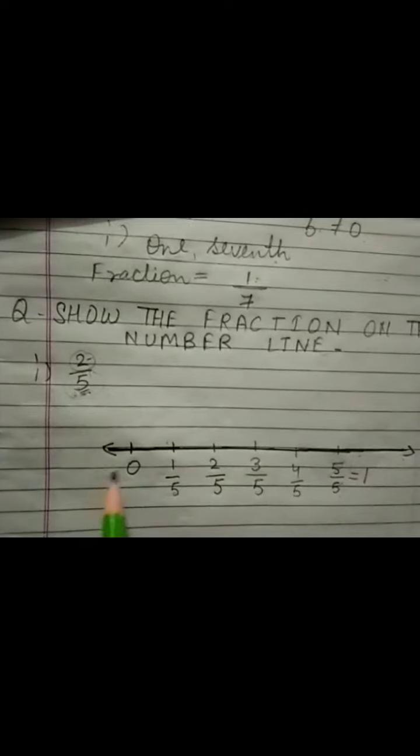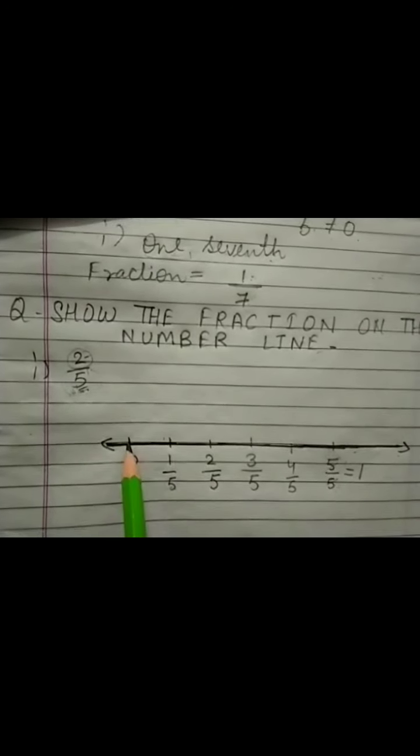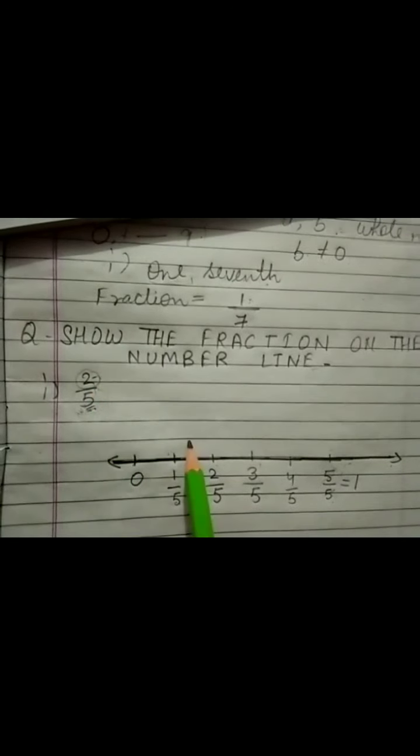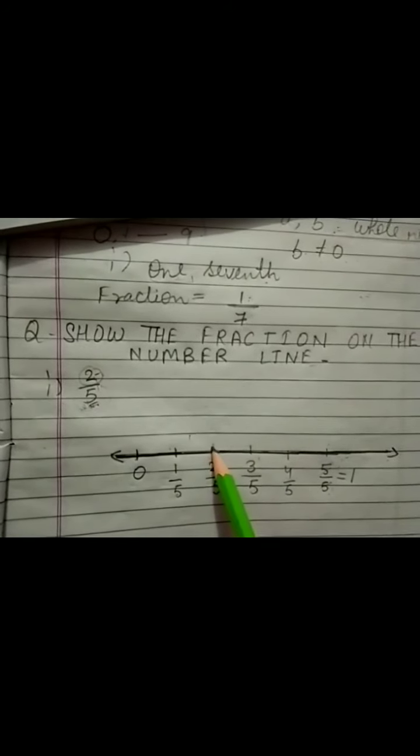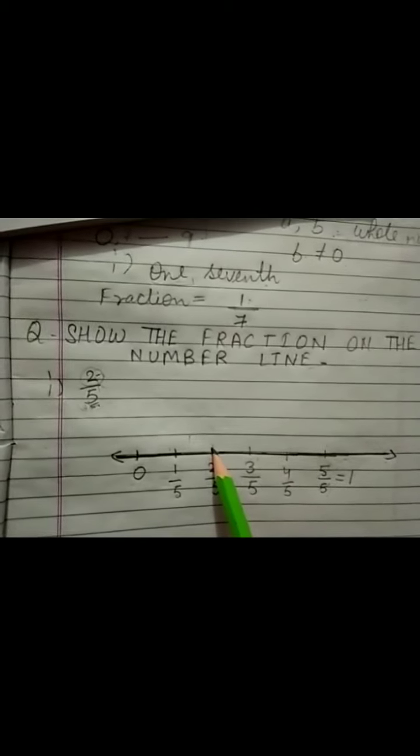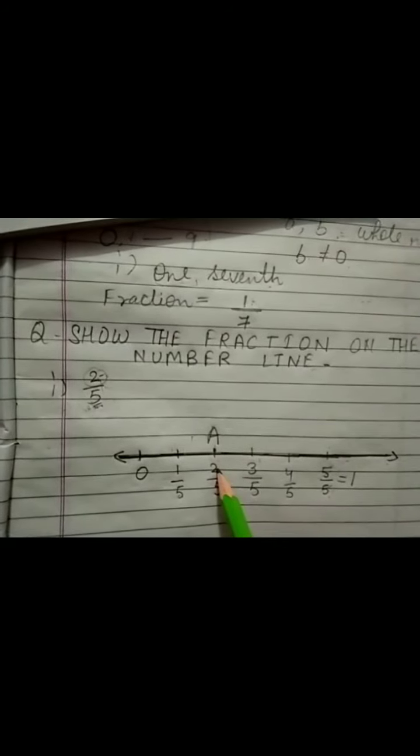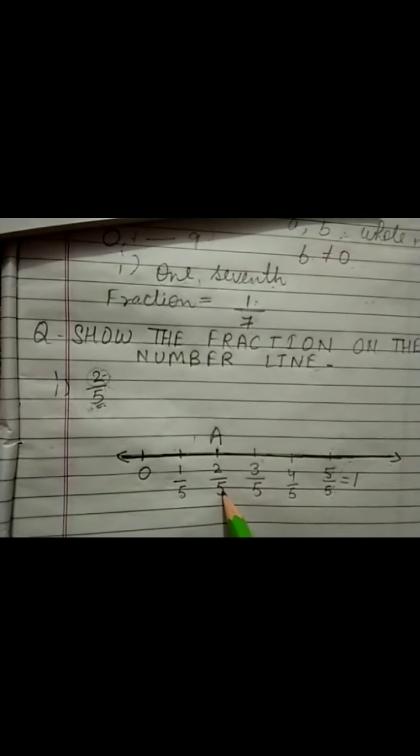So you divided this number line from 0 to 1 into 5 equal parts: 1, 2, 3, 4, 5. Now you have to show this fraction on the number line. So where is 2/5? Here is 2/5. You can write A here. The point A represents 2/5 on the number line.